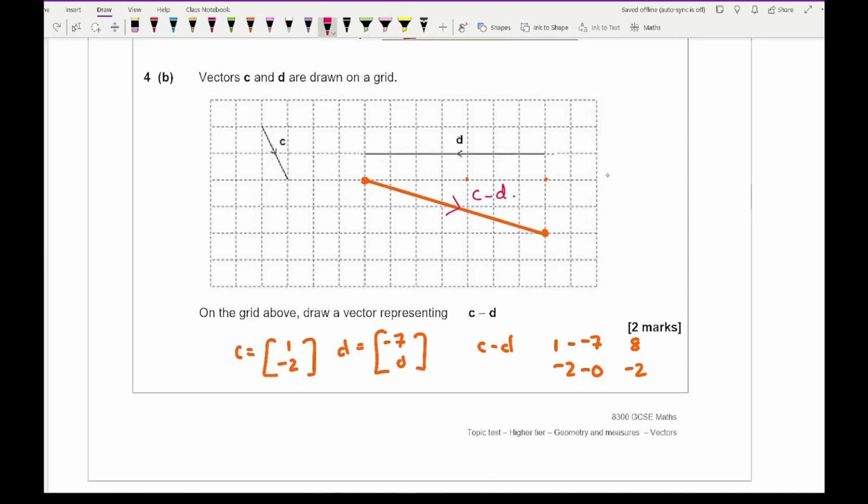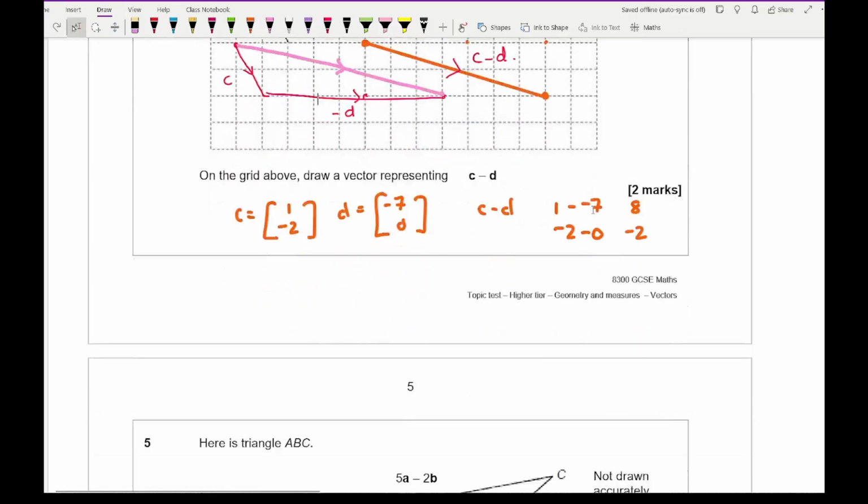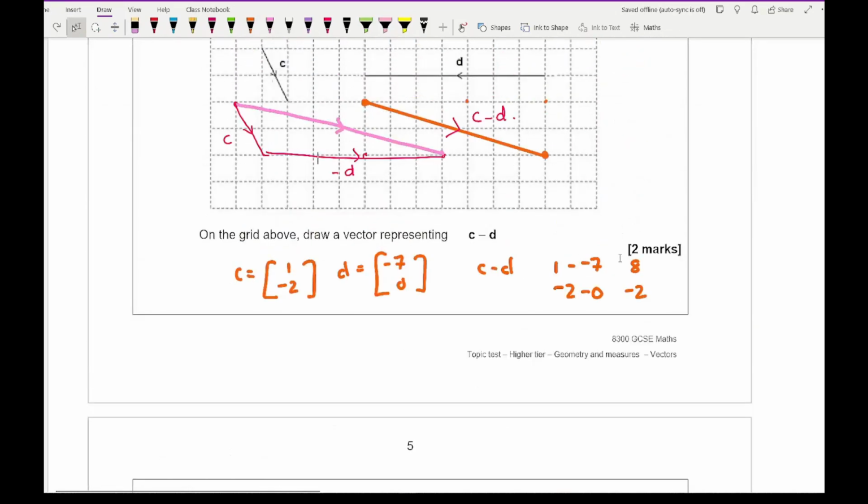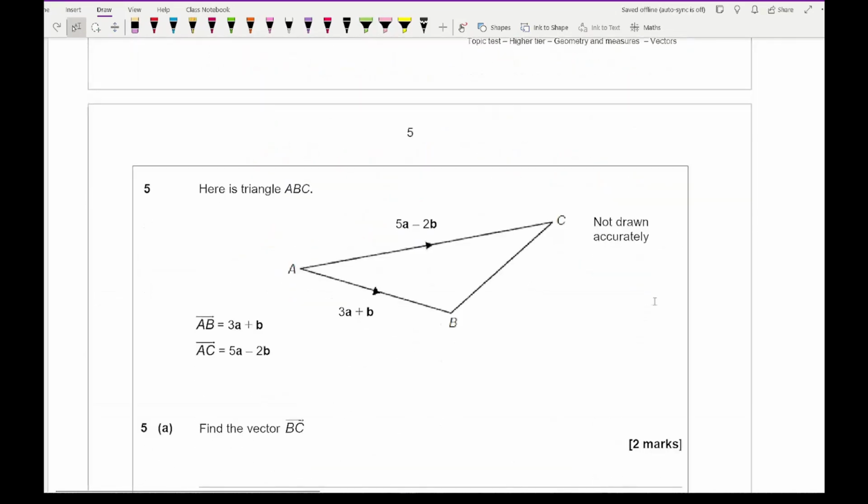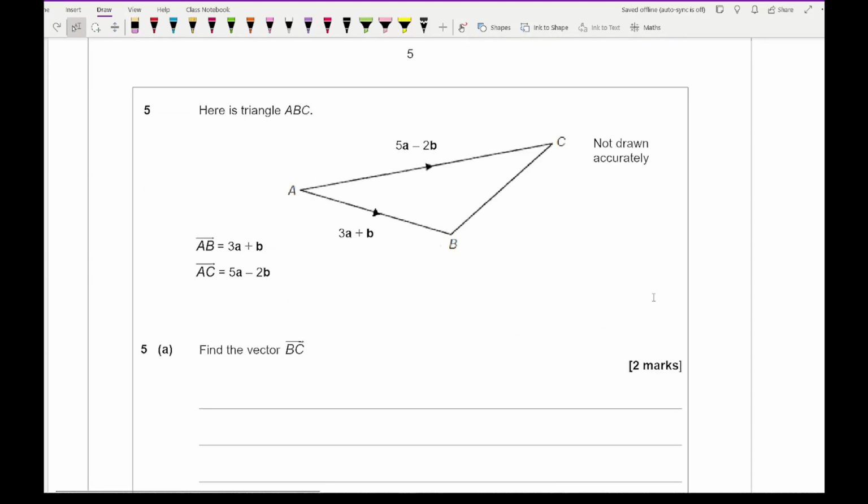Alternatively, what you could do is go from C. So we want C, so that's going to go from there to there. And then we want to go in the opposite direction of D, which is going to end up there. So this is C, this is minus D going in that direction. And then all I then need to do is the final answer needs to be that diagonal line. So again, those will be exactly the same. Where you have it is not going to be a problem as long as it is 8 to the right and 2 down. Now we move on to looking at the diagram questions.